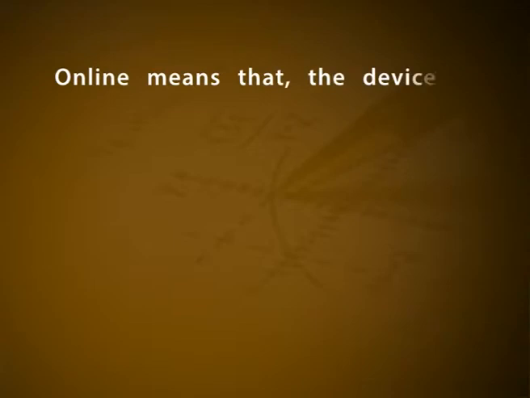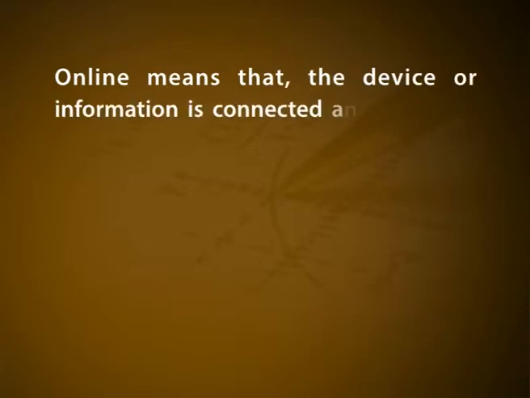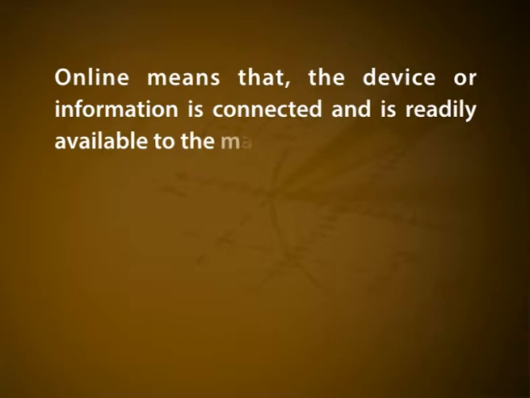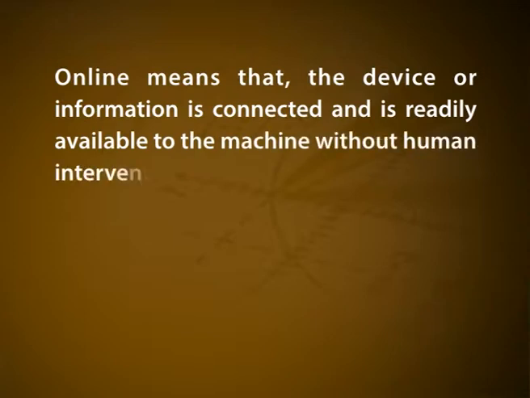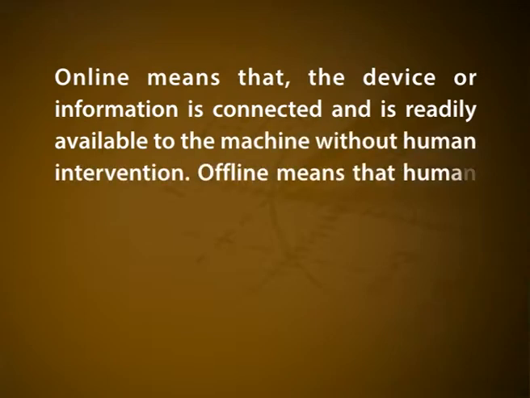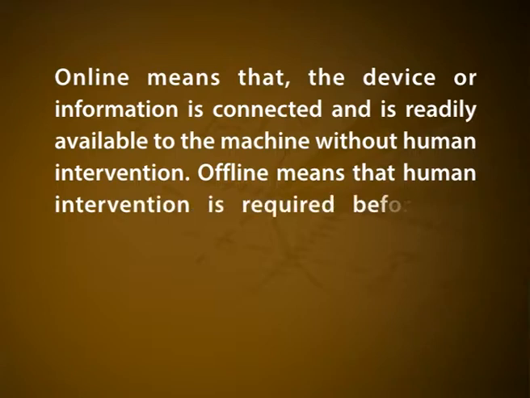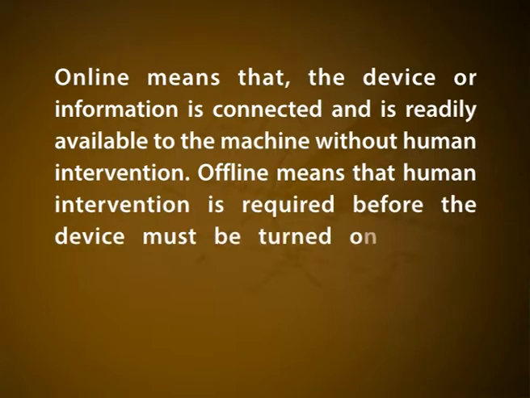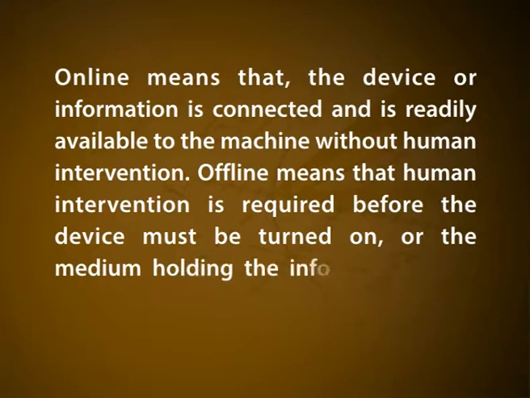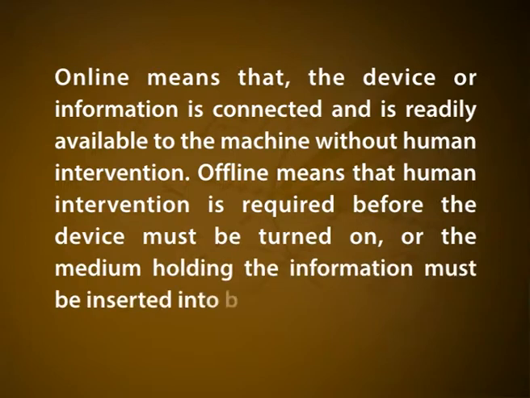The terms online and offline are often used to describe devices that can be either attached or detached from a machine. Online means that the device or information is connected and is readily available to the machine without human intervention. Offline means that human intervention is required before the device must be turned on or the medium holding the information must be inserted into some mechanism.